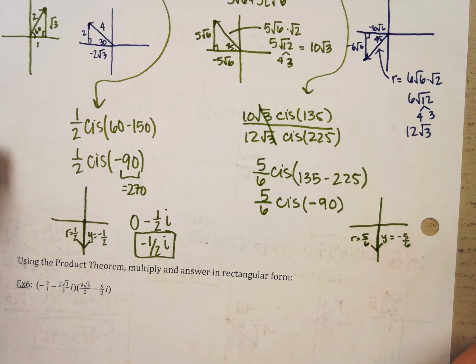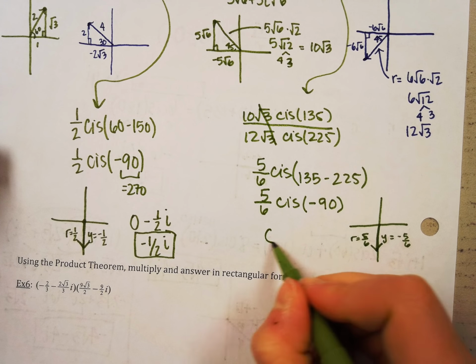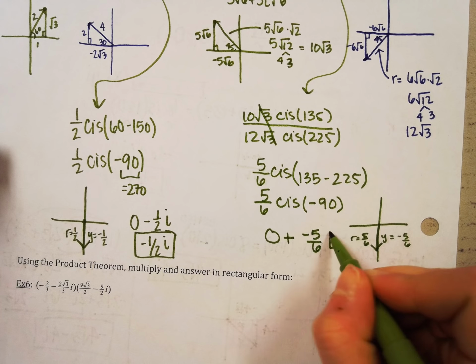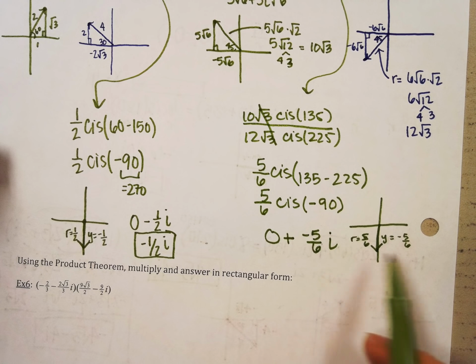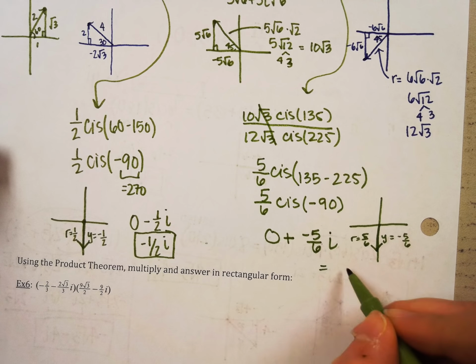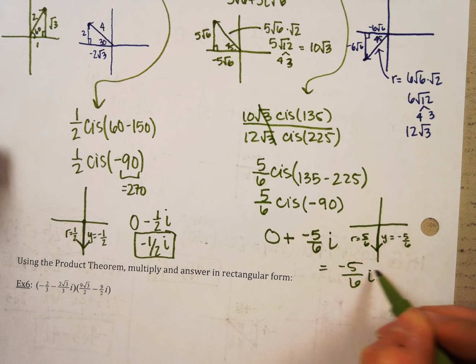And since we want it in rectangular form, it'd be 0, which is our X, plus negative 5 over 6 i. So don't forget, since it's still representing this imaginary component as a vector, we still need to put the i at the end. And then we can leave out this 0, so we can represent it just as negative 5 over 6 i.